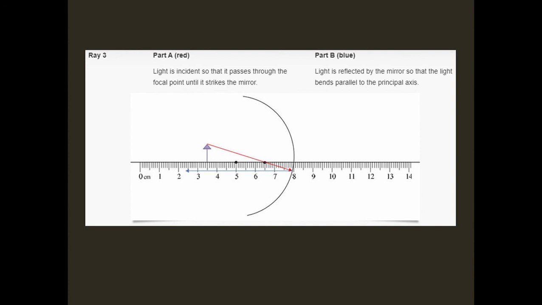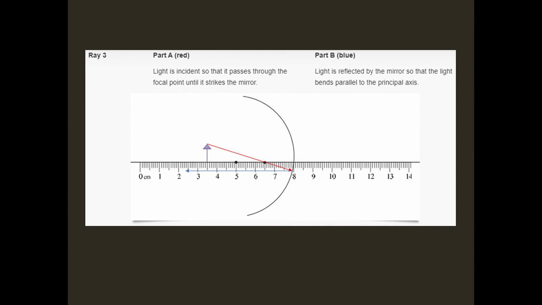So light is incident so that it passes through the focal point until it strikes the mirror. Light is reflected by the mirror so that the light bends parallel to the principal axis. All right, so you can notice right here we have, one more time, that the light is coming from our object and it is heading towards one of the focal points. But you can notice that right here, it is not heading towards the first focal point, but through the second focal point.